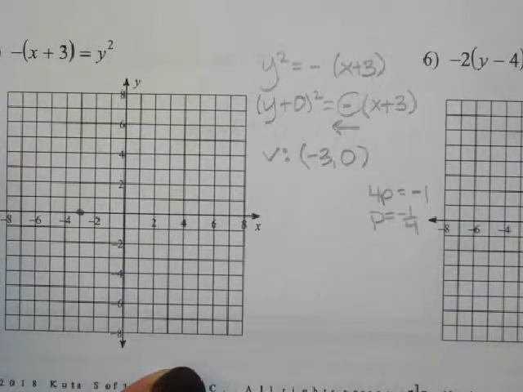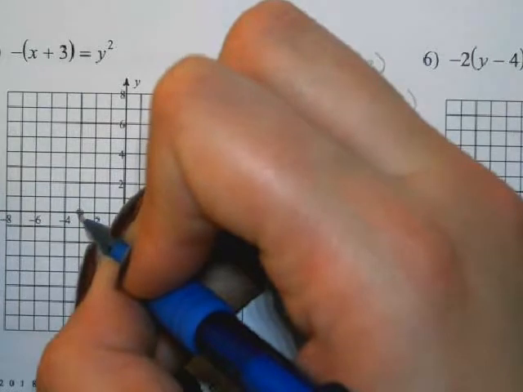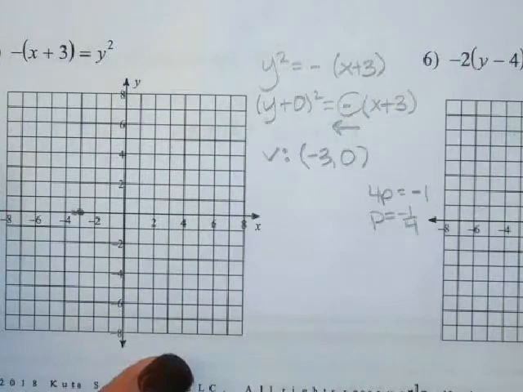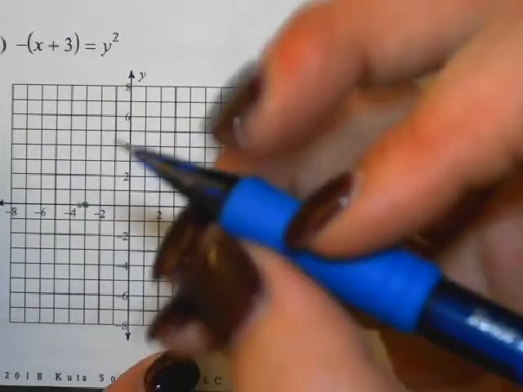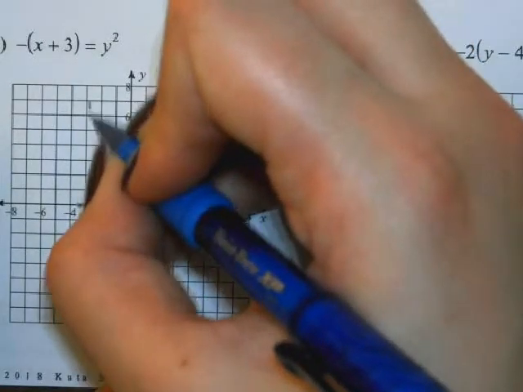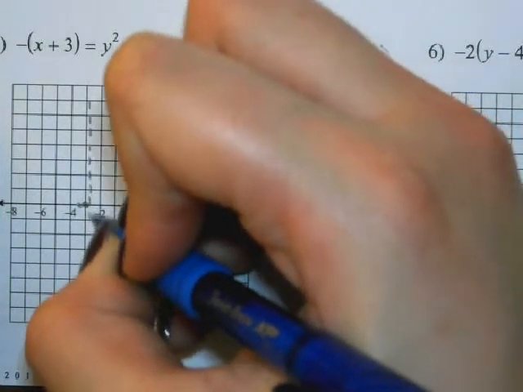So this parabola opens to the left. So what are we going to do next? Not up or down. We're going to go left and right. So I'm going to go left 1/4, and am I putting a dot or am I putting a line? A dot. So I'm going left 1/4 and putting a dot. I know the fractions are going to be hard to do because they're so small. And then we're going to go right 1/4 and put a line. So here's our directrix.